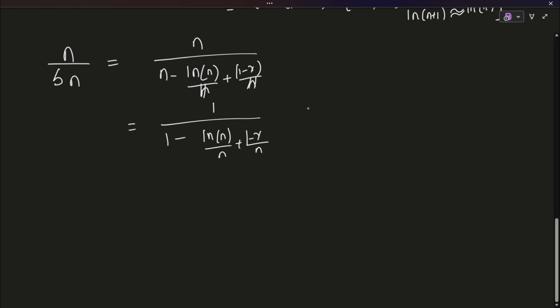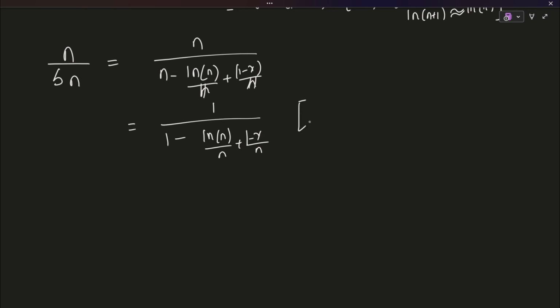Since n is very large, we can understand that ln n by n and (1 minus gamma) by n are going to be small, because n tends to infinity. So these limits individually go to 0. ln n by n goes to 0, and (1 minus gamma) by n individually goes to 0.